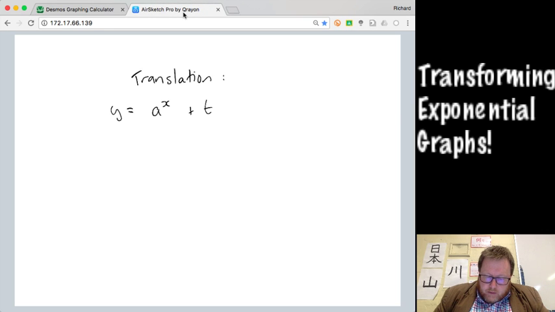Alrighty, moving on. This is a translation. y equals a to the power of x, and then I'm adding t to the result. Is it a vertical translation, or is it a horizontal translation? Which one do you think it is? I'll give you a second to think about it.